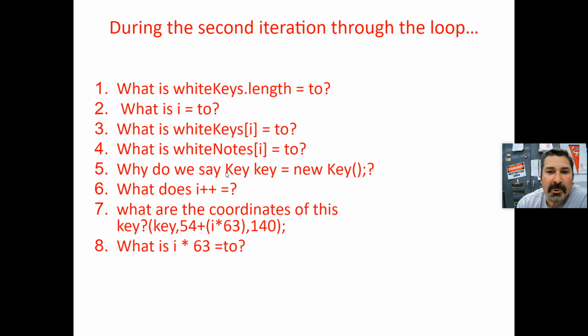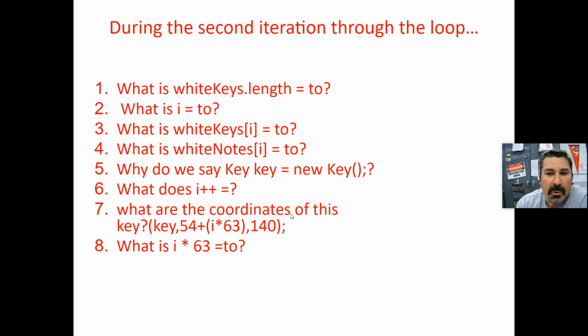Why do we say uppercase Key key equals new Key? What's that doing? What is i plus plus equal to the second iteration through the loop? Why are the coordinates of this key what they are? Why are we using 54? Why are we using i times 63? Why are we using 140? What do each of these items do? That's what the question is, on the second iteration through the loop.